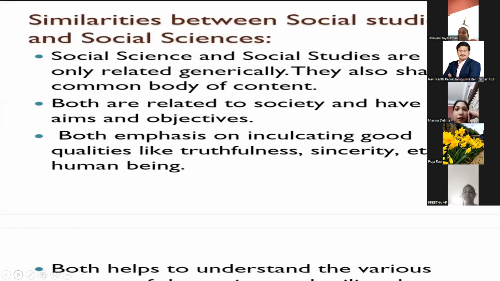The similarities between social science and social studies are that they share a common body of content. Both are related to society and have the same aims and objectives. Both emphasize inculcating good qualities like truthfulness, sincerity, etc. of the human being. Whatever we talk about in social science is really the values the students are trained in for their career, fostering culture, and critical thinking, how to solve problems. For everything, we can say that social science helps in their curriculum. So the next slide, sir.